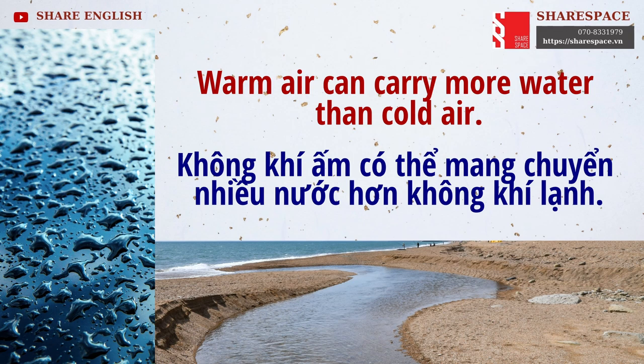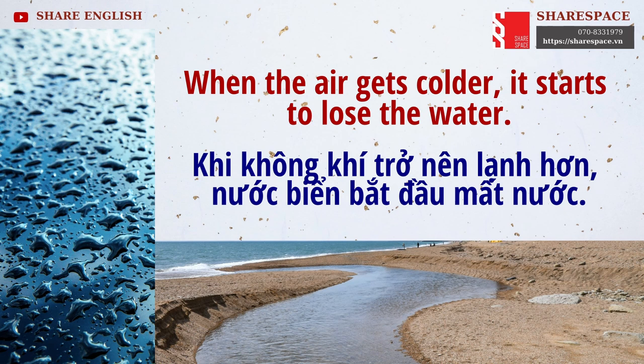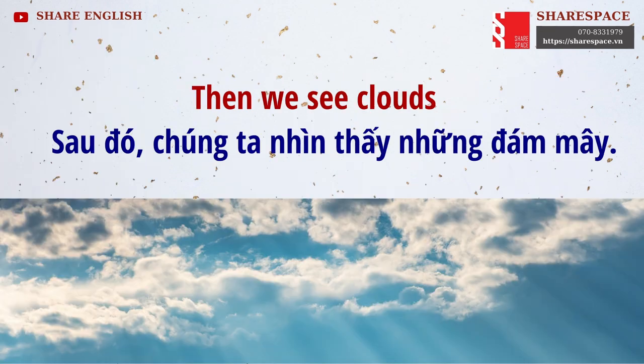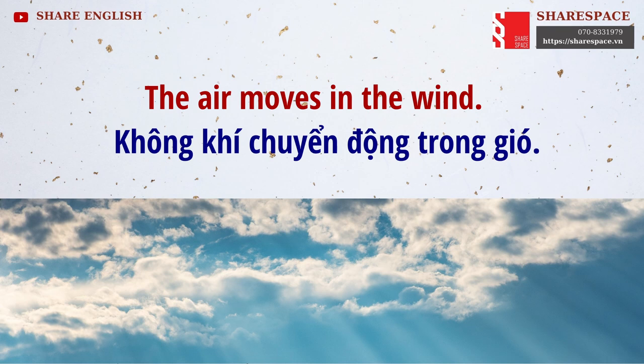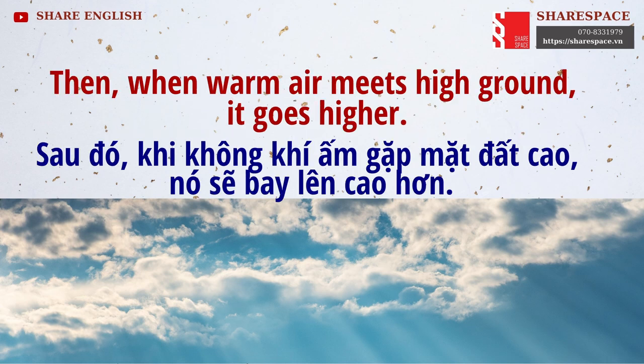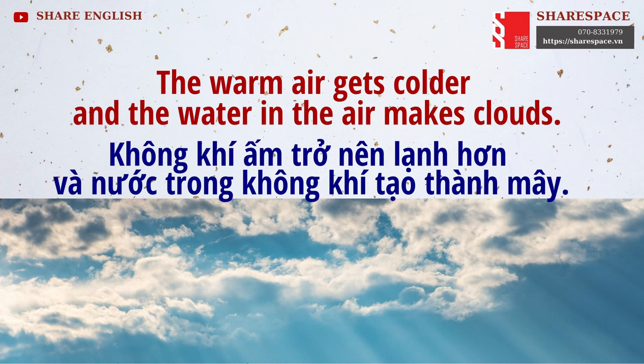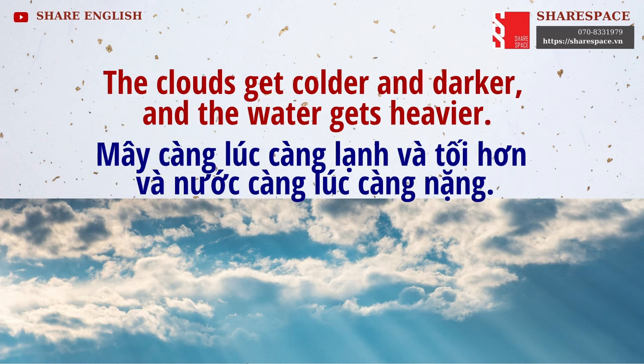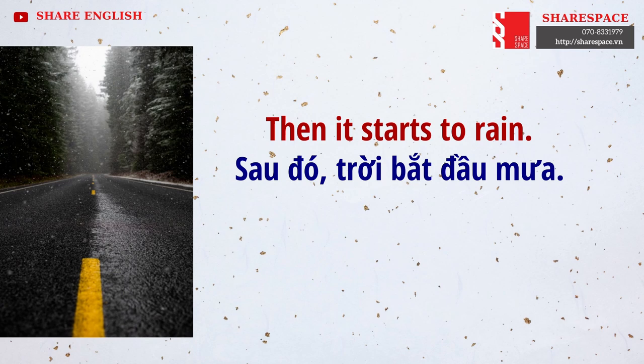Warm air can carry more water than cold air. When the air gets colder, it starts to lose the water. Then we see clouds. The air moves in the wind. Then, when warm air meets high ground, it goes higher. The warm air gets colder, and the water in the air makes clouds. The clouds get colder and darker, and the water gets heavier. Then it starts to rain.